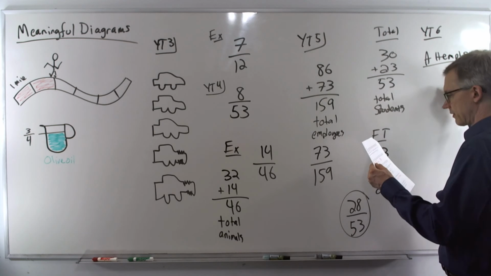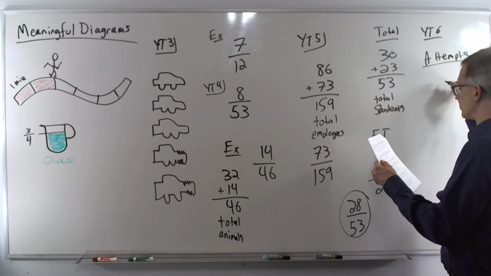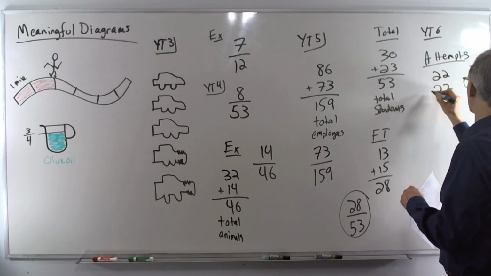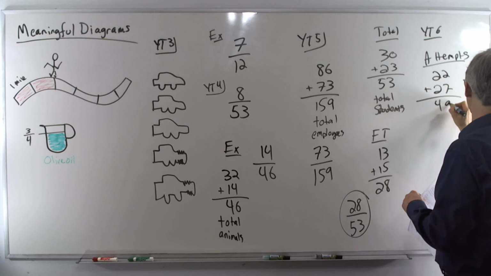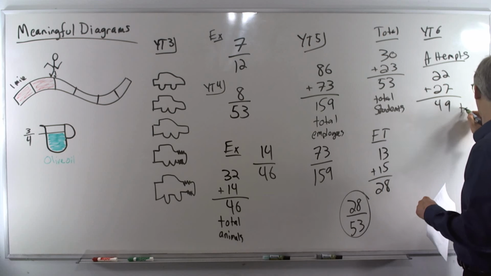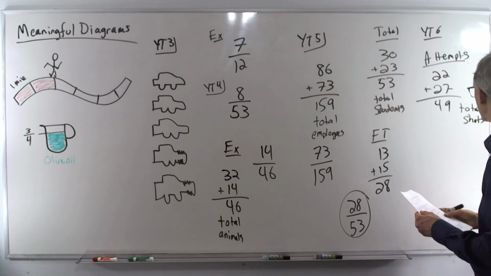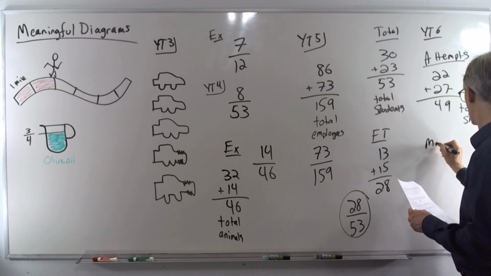So I'm going to do the attempts first. Ray attempted 22, and Julie attempted 27. So together, they attempted 49 three-pointers.